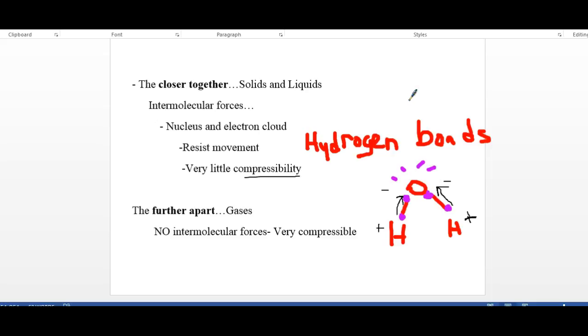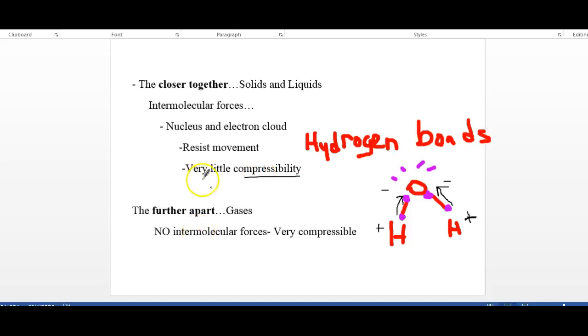Water, if you've ever taken a syringe, you can compress it a little bit, but not a lot. But if you take a gas, you can really see it. If you fill up a syringe with air, you can see it's really compressible. So this is very little compressibility. It's hard to push these molecules together because they're already close together.